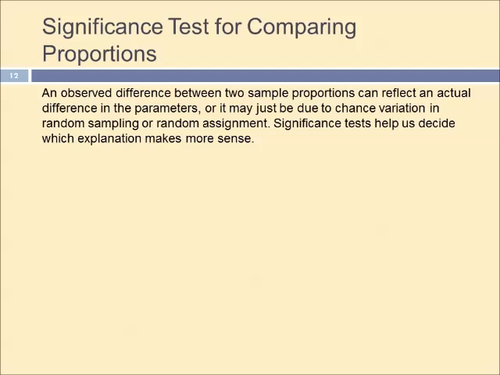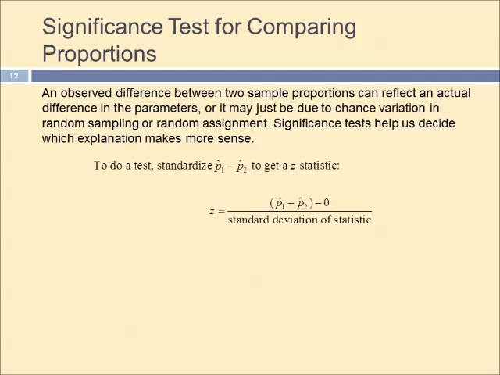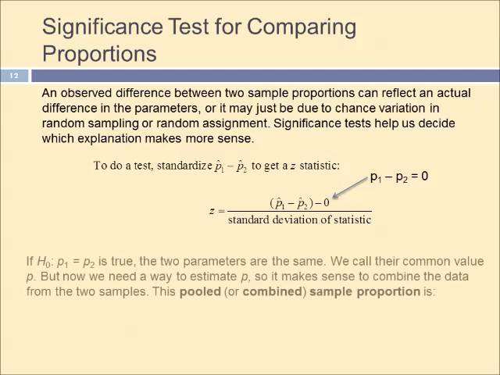Significance test for comparing proportions. An observed difference between two sampled proportions can reflect an actual difference in the parameters, or it may be just due to chance variation in random sampling or random assignment. Significance tests help us decide which explanation makes more sense. So to do a test, we standardize the difference between sample proportions to get a z statistic. z equals the difference in the sample proportions minus 0. Keep in mind, 0, we're assuming that the difference between the population proportions is 0, and we divide by the standard deviation of the statistic.